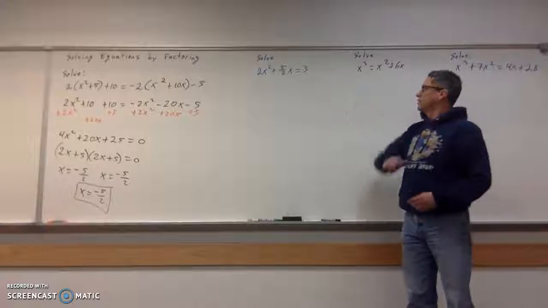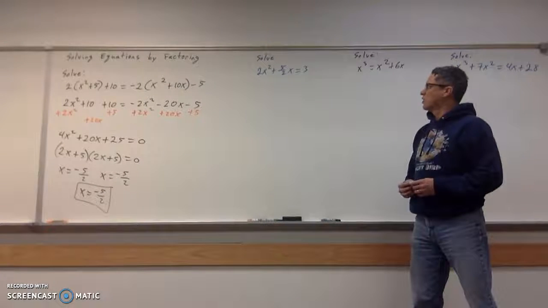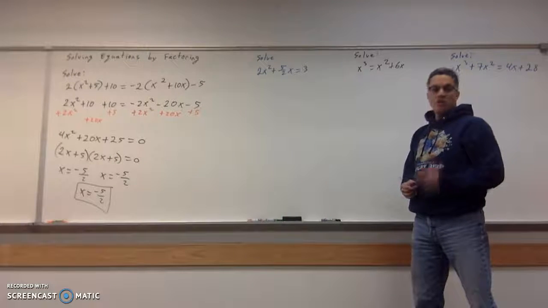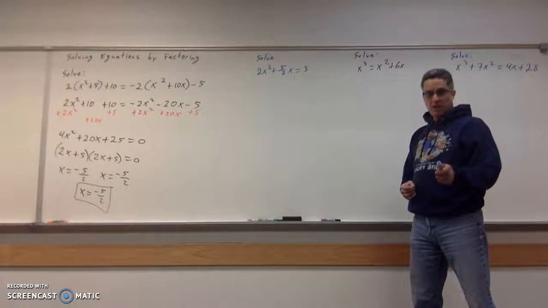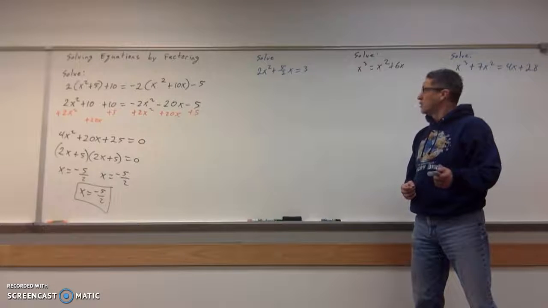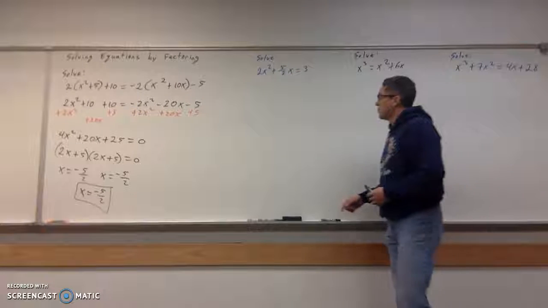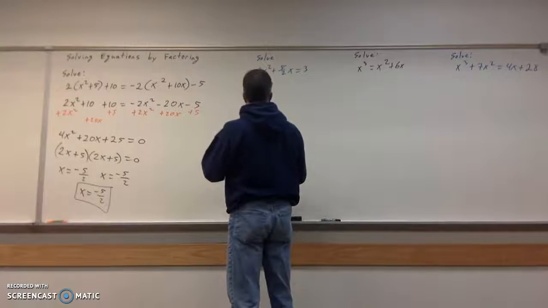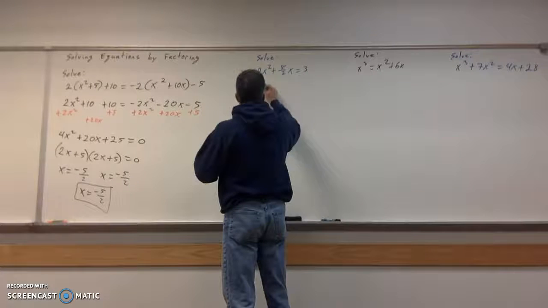Okay, let's solve this guy. 2x squared plus 5 halves x equals 3. Again, we're going to go after the zero product property, where we make one side a 0. Before I do that, I don't know about you, but that 2 in the denominator of that second term is giving me the heebie-jeebies. So, let's do this.